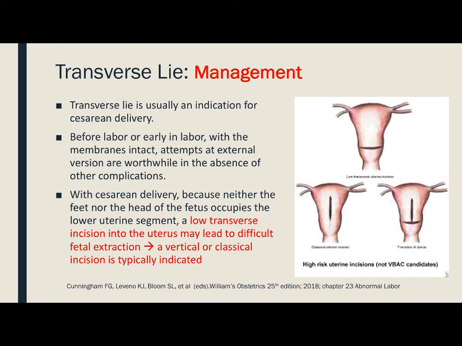The transverse lie is usually an indication for cesarean delivery. Before labor or early in labor with the membranes intact, attempts at external version are worthwhile in the absence of other complications. Now with cesarean delivery, because neither the feet nor the head of the fetus occupies the lower uterine segment, a low transverse incision into the uterus may lead to difficult fetal extraction. And therefore, instead of a low transverse incision, we do a vertical or a classical incision.